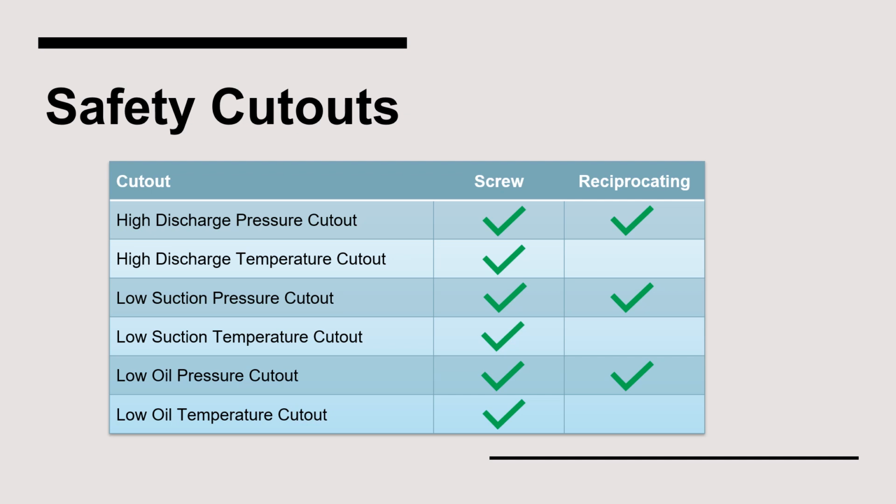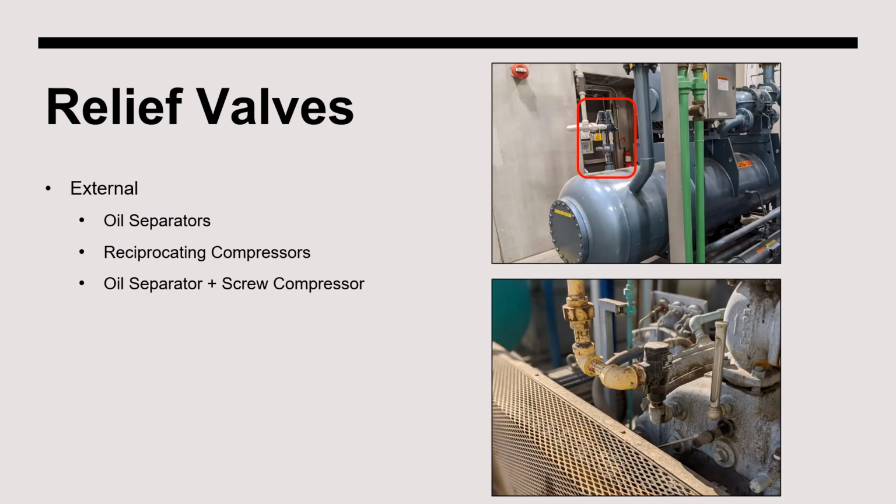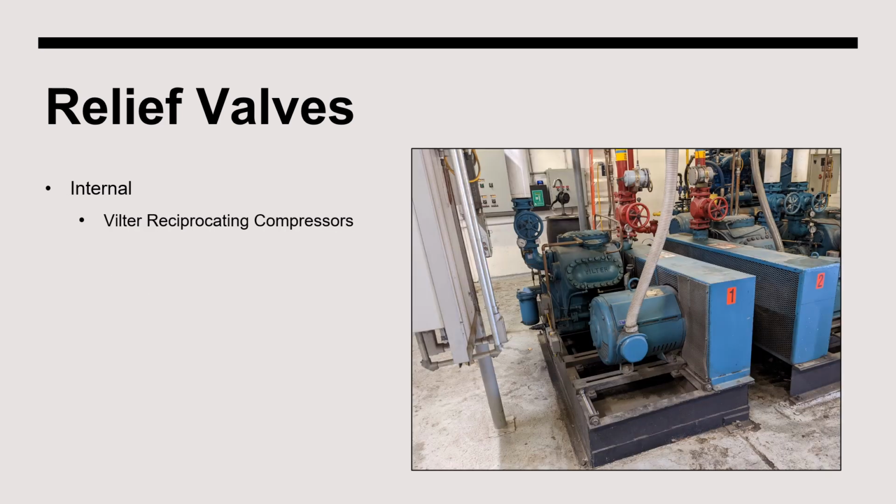Reciprocating compressors are not usually equipped with temperature cutouts, while screw compressors are equipped with discharge, suction, and oil temperature cutouts. Various components of compressors are required to be equipped with a relief valve. External relief valves can be seen installed to protect an oil separator, a reciprocating compressor, or a combination of the oil separator and screw portion of a compressor. Internal relief valves cannot be seen without disassembling the compressor.